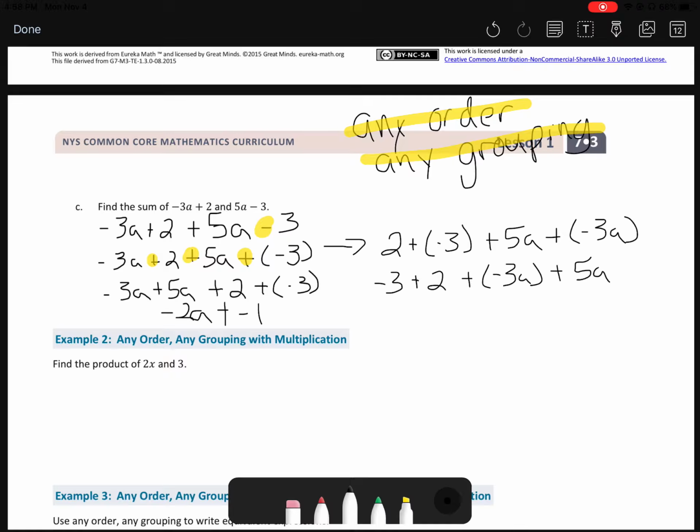Any order, any grouping is exactly what I'm talking about. You can do it any way you want. And you want to order it and group it in a way that's going to help you simplify it once you combine your like terms. Like I did here, I'm going to combine my 3a and 5a, and I'm going to combine my 2 and my negative 3.